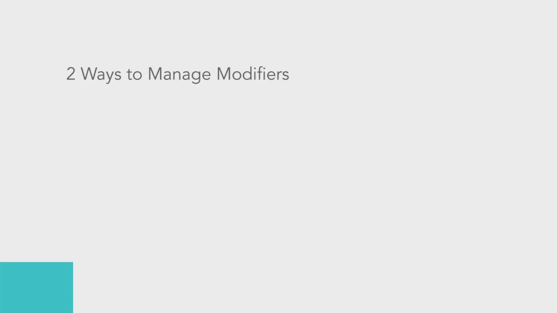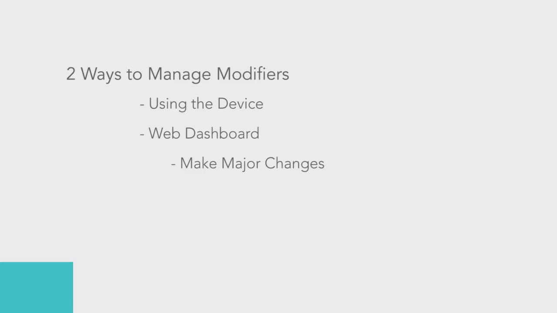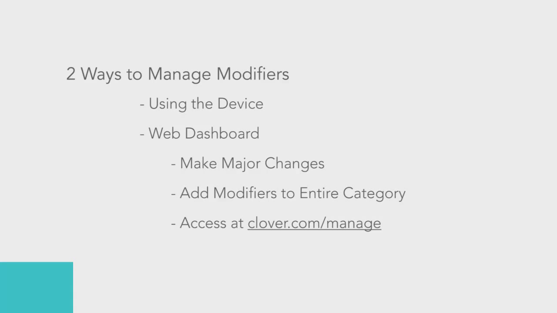There's two ways to add or change modifiers, using the device or through the web dashboard. To make major changes to the menu or inventory, such as adding modifiers to an entire category, it's easiest to make these changes using the web dashboard, which can be accessed through the clover.com manage webpage. In this video, we'll only be covering making changes via the device.